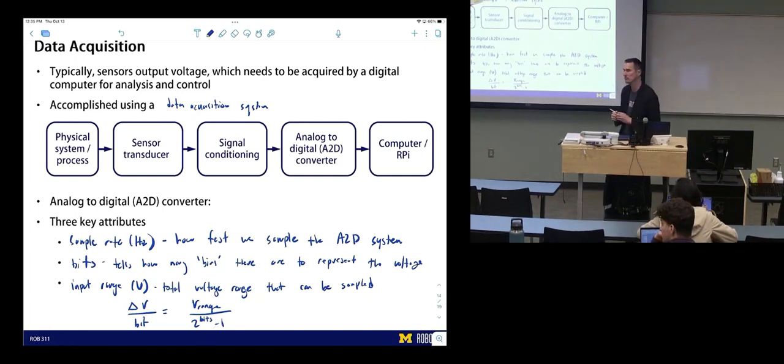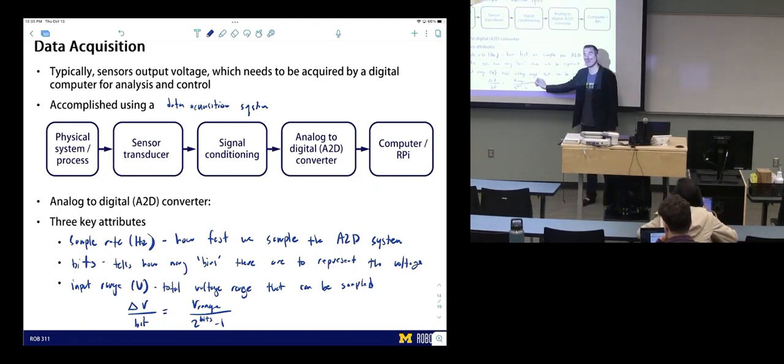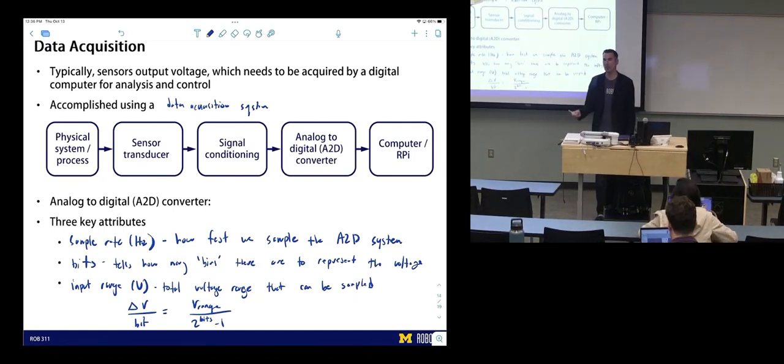So if you have a voltage range of minus 10 to 10, would you then normalize that across the number of bins? No, if you had minus 10 to 10, V range would be 20. You have 20 volts total. Let me keep going, I think that'll clarify. So this is really telling you the smallest change you can measure by one bit flipping, a 1 bit change.